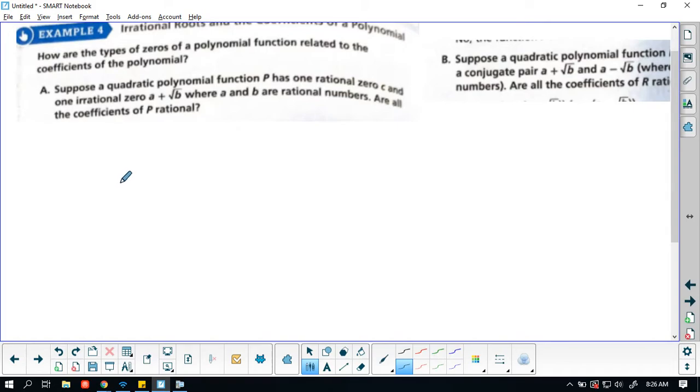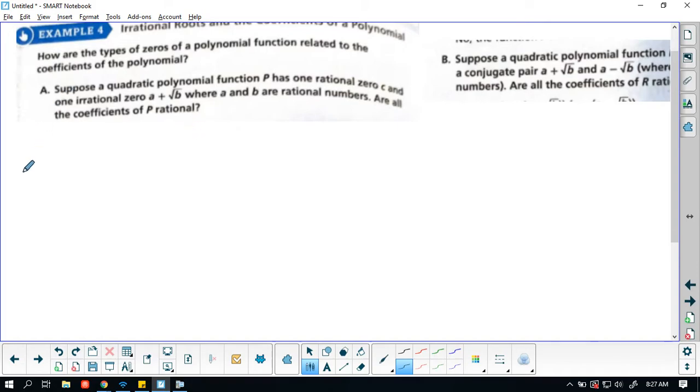So there we go. Suppose that a quadratic polynomial function p has one rational zero c and one irrational zero, a plus the square root of b, where a and b are rational numbers and are coefficients. So again, the square root of b will go on forever, like the square root of 2 or pi. It really has no end, and that's why it's an irrational value. So the square root of b happens to be something that is not a perfect square. Are all the coefficients of p rational?